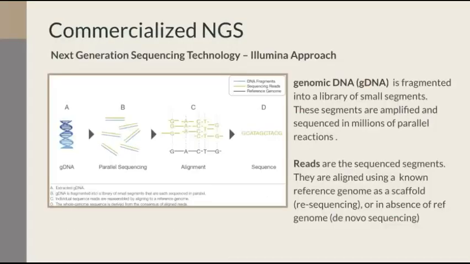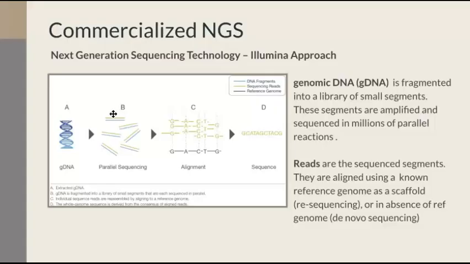So in commercialized NGS, we're going to specifically be focusing on Illumina's approach. The approach is really similar, where we take the genomic DNA, also known as gDNA. We fragment that DNA into a library of many small segments. We're going to amplify those segments and sequence them in parallel. So now we'll take millions of sequences and do parallel reactions.